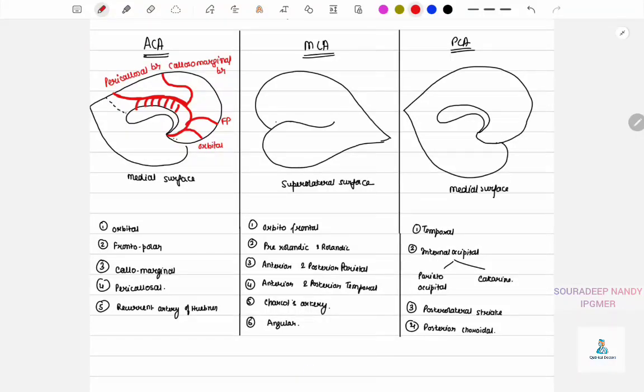Now coming to the middle cerebral artery. After its formation, it winds around the lateral sulcus and occupies the lateral sulcus and moves posteriorly along it up to the posterior rami, where it ends by giving a branch named the angular branch. During its course, it gives several branches. Anteriorly, through the anterior rami or the ascending rami, it gives the orbitofrontal branch, then the pre-Rolandic branch, then the Rolandic branch, then the anterior and posterior parietal branch, and it also gives the anterior temporal and posterior temporal branch. So this is the area of supply of the middle cerebral artery.